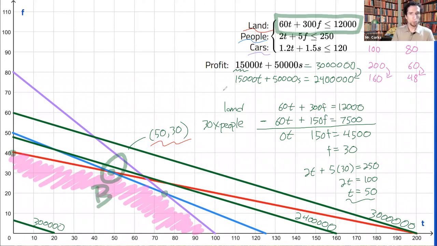And our actual profits. They've asked us to calculate the profit here. So let's do that. I'll go up here in the corner. So 15,000 times T, which is 50, plus 50,000 times 30. And what do we get there? What is our profit at this location?